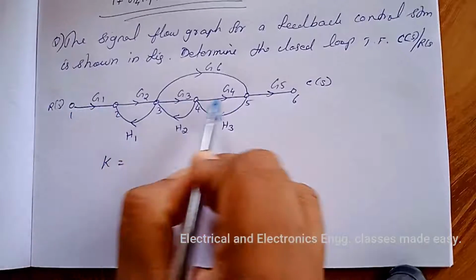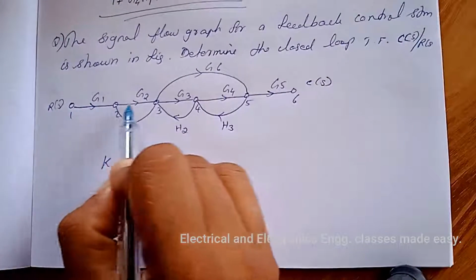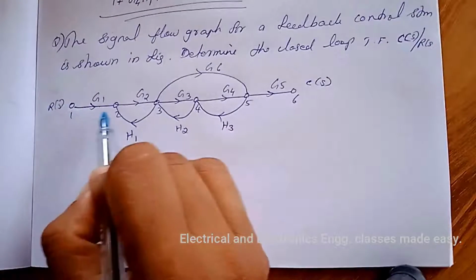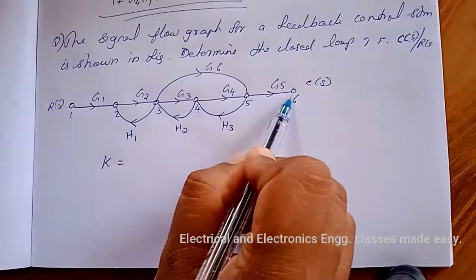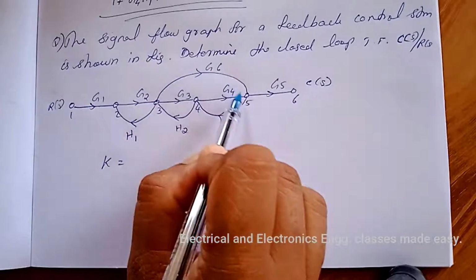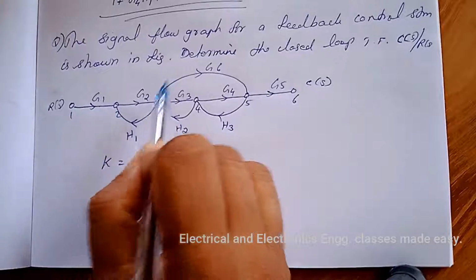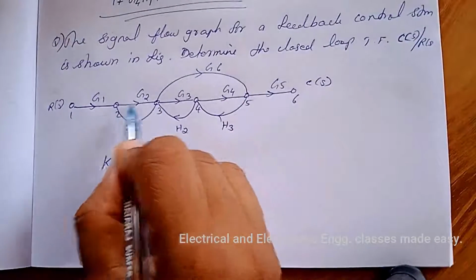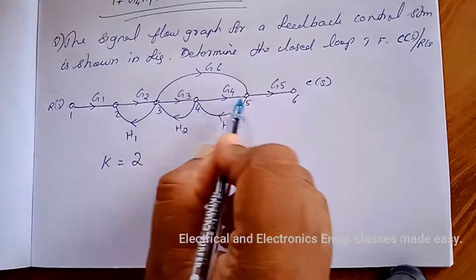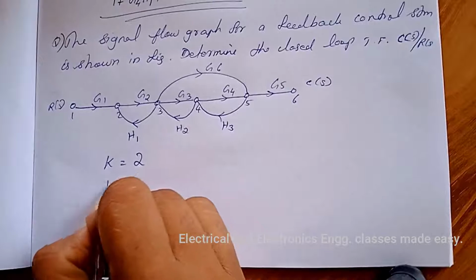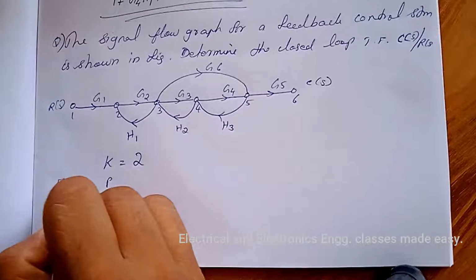So there are 6 nodes and this is one forward path: 1, 2, 3, 4, 5, 6. Then the next forward path is this one, that is 1, 2, 3, 5, 6. So there are two forward paths and these are loops. So find the forward path gains.